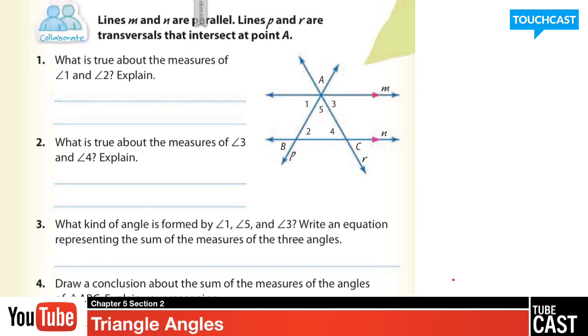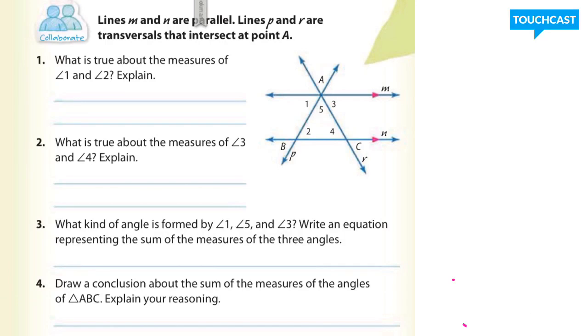Alright, so here we're going to be talking about angles of a triangle. So it says, what is true about the measures of angle 1 and angle 2? So let's first talk about what we know. So it says lines M and N are parallel. Lines P and R are transversals that intersect at point A.